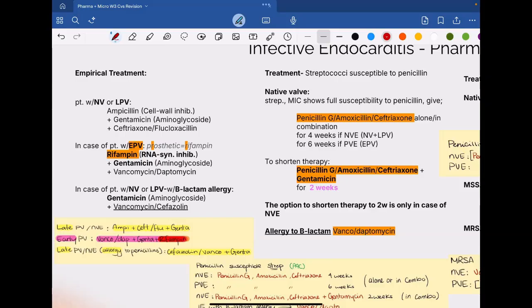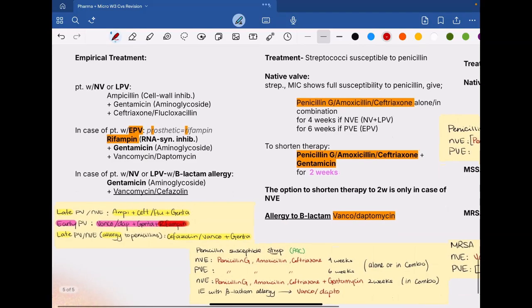For empirical treatment, you still do not know which microorganism caused their infective endocarditis. So what you're going to think of is either a patient with native valve or late prosthetic valve. You give them ampicillin, which is a cell wall inhibitor, gentamicin, which is an aminoglycoside, and ceftriaxone or flucloxacillin, okay? So you have to know it.